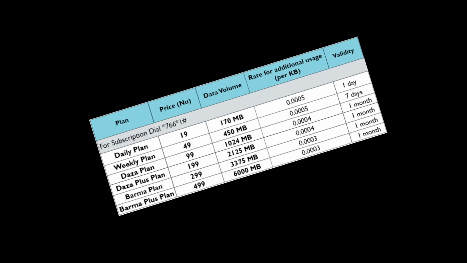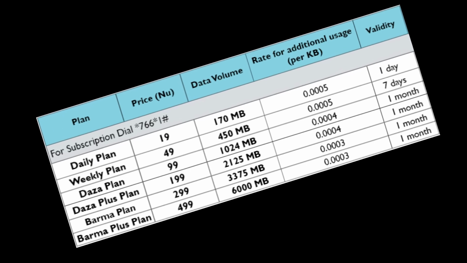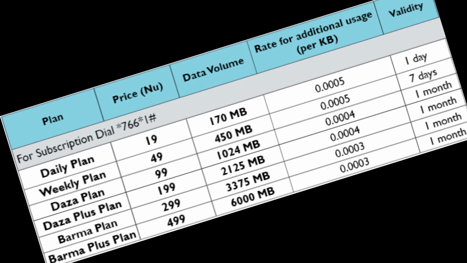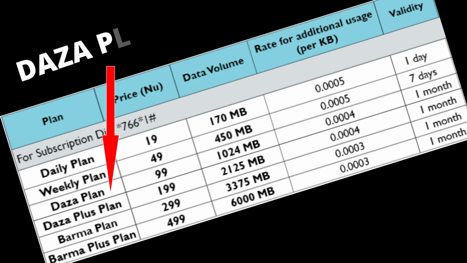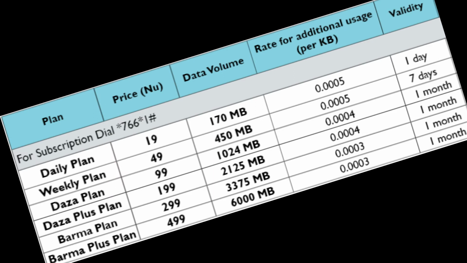These are different data plans offered by TashiCell. For example, you see a plan named Daza plan in serial number 3. For just Ngultrum 99, you get 1024 megabytes data volume valid for 1 month. Similarly, explore other data plans. Now you know about the advantages of subscribing to data plans.